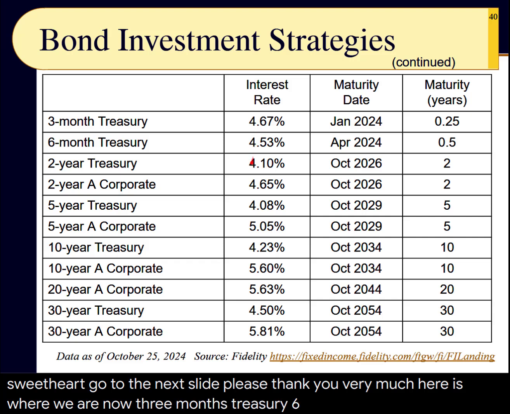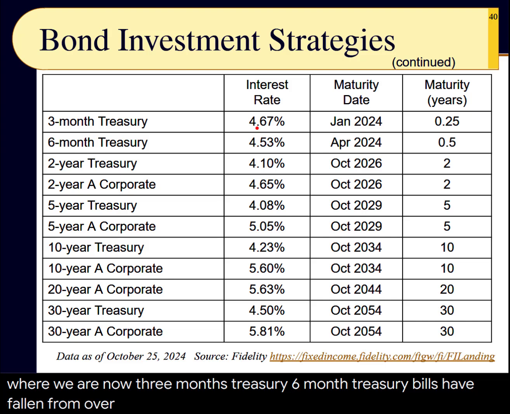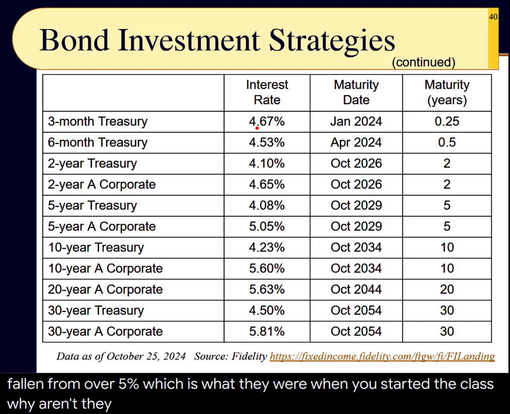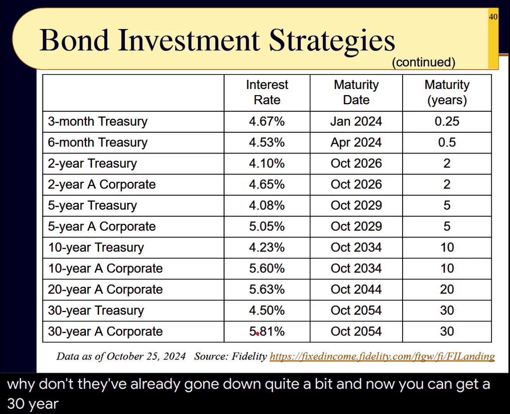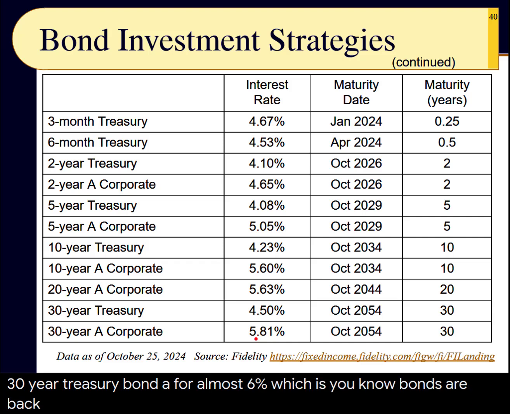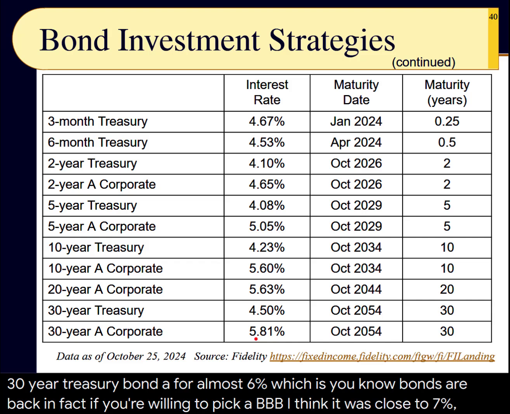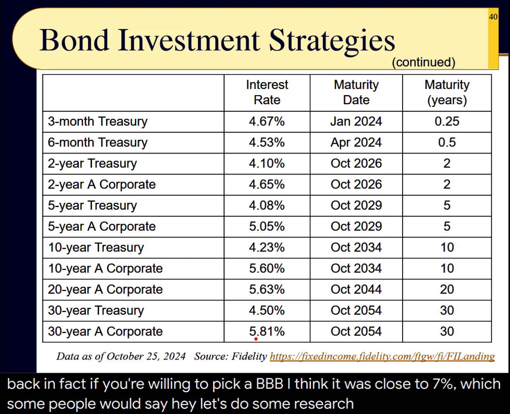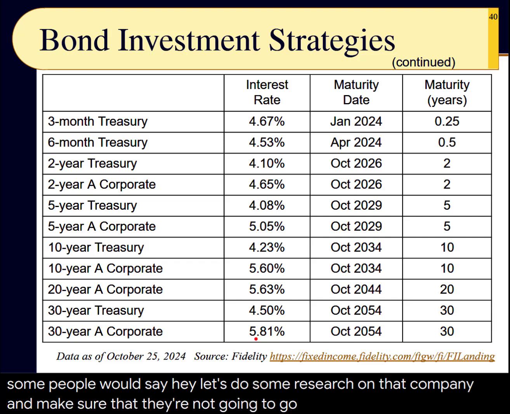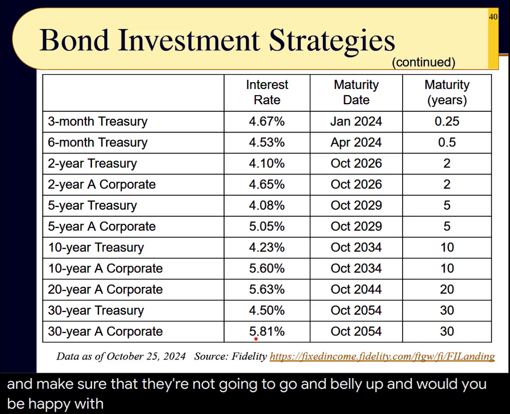Here's where we are now. 3-month and 6-month Treasury bills have fallen from over 5%, which is what they were when you started the class, weren't they? You were finding they've already gone down quite a bit. And now you can get a 30-year Treasury bond for almost 6%, which is, bonds are back. In fact, if you're willing to pick a BBB, I think it was close to 7%, which some people would say, hey, let's do some research on that company and make sure that they're not going to go belly up. And would you be happy with a 7% bond for 30 years? I think a lot of people would be.